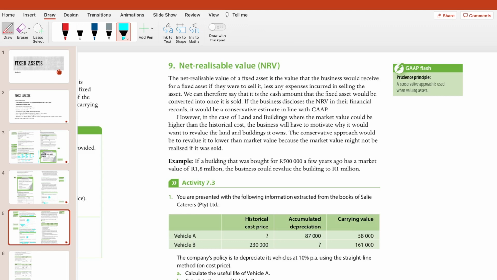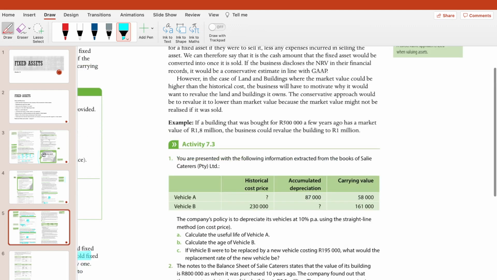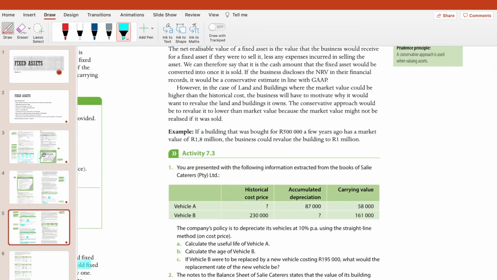If the business discloses the NRV in their financial records, it would be a conservative estimate in line with the GAAP principle. We must also remember, however, that in the case of land and buildings, the market value could be higher than the historical cost. That can happen quite a lot, especially when it was a good investment. The business will have to motivate why it would want to revalue the land and the buildings it owns.